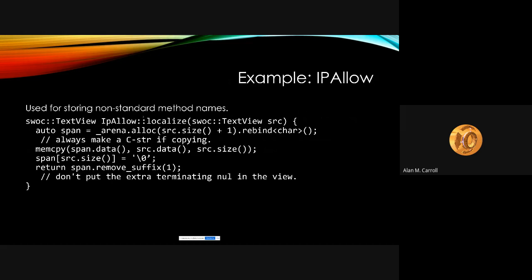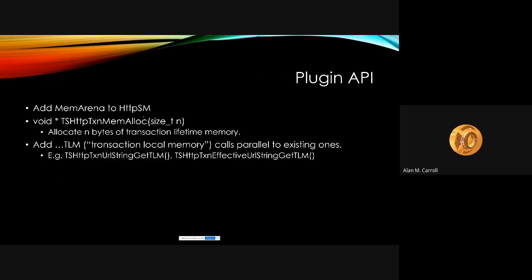So IPAllow does this. We have this function in IPAllow called localize, and we have the non-standard strings. The config has one Memorina. So every time we have a non-standard method, we localize into that arena and then keep a view of it. So even if we have dozens of non-standard strings in various places, we're really only doing one allocation in the Memorina, and then we're sticking all these little views in there. So that's an example of how you can use a Memorina with views to minimize stuff.